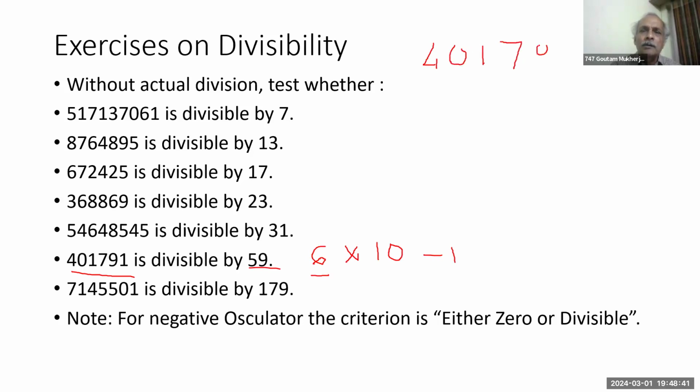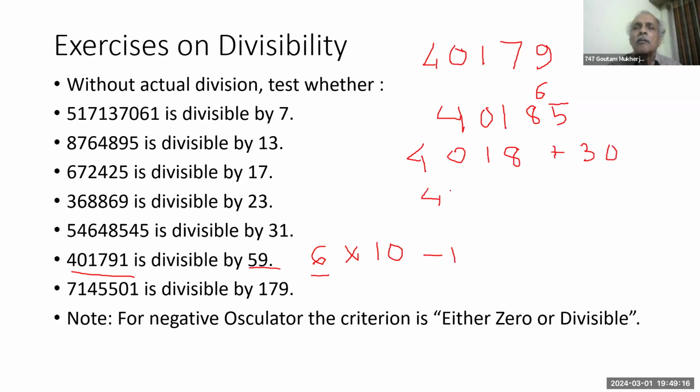40179 plus 1 into 6, so 6. You'll get 40185, isn't it? And then we come to 4018 plus 30, so you'll get 4048, which is again 404 plus 40, which is 444. Then 44 plus 8 into 6, that is 48. We'll get 452.